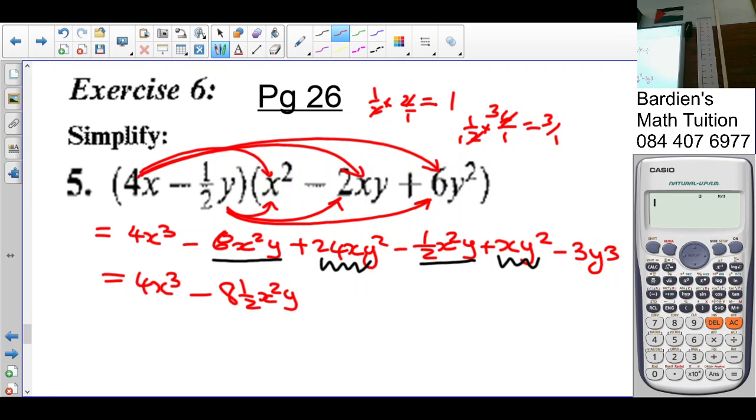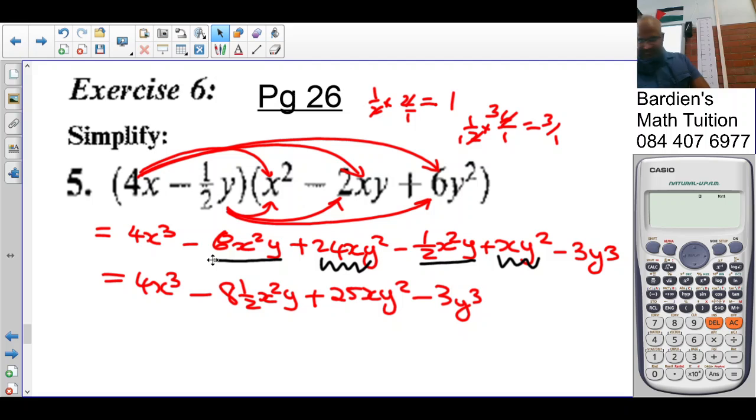You all okay with that? What is 24xy squared plus xy squared? 25xy squared. And then we have minus 3y. Alright. So any confusion here? No?